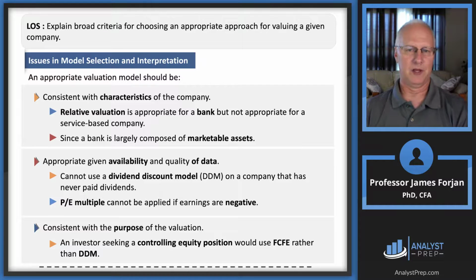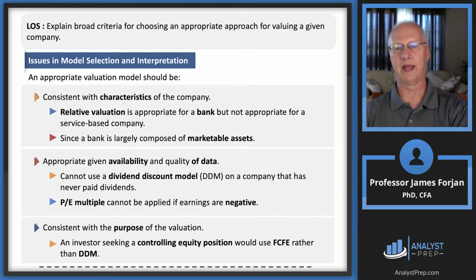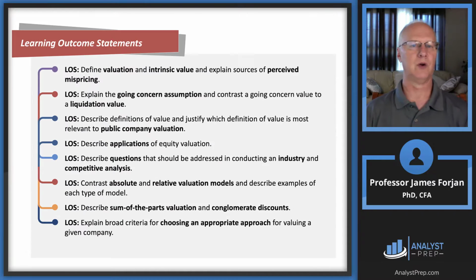How about availability and quality of data? I don't like this arrow point there, the orange one. Cannot use a dividend discount model on a company that has never paid dividends. Of course you can't. However, it's easy just to substitute free cash flow in there. And then a problem with these negative PEs if you have earnings that are negative. I don't really have a good answer for that one there. There we go. Controlling equity position, use free cash flow to equity rather than the dividend discount model, which of course is value for all of the flows, but that free cash flow to equity just flows right to shareholders.